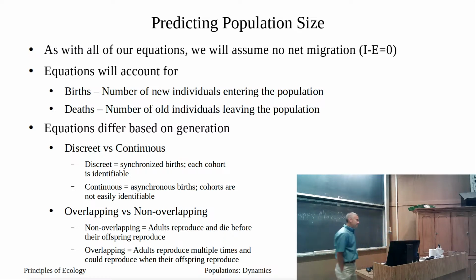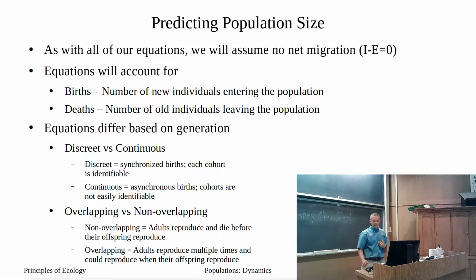All right. So we introduced factors that affect our population size. How do we predict it? As we move forward with our population growth equations, we will assume that there is no net migration. So if we have individuals that leave the population, they will be replaced by individuals that enter our population.